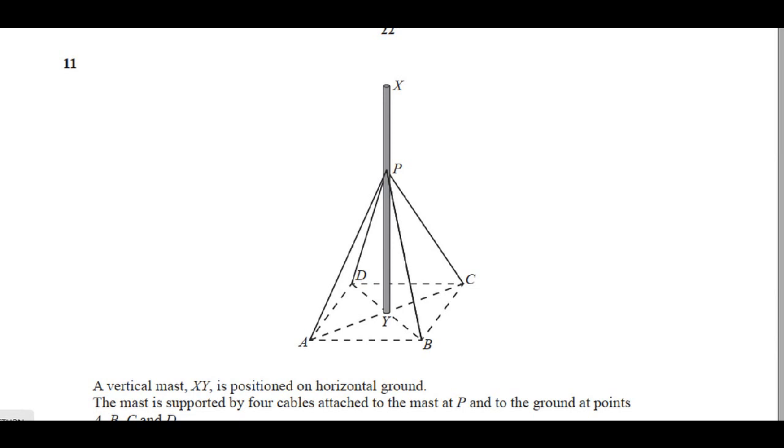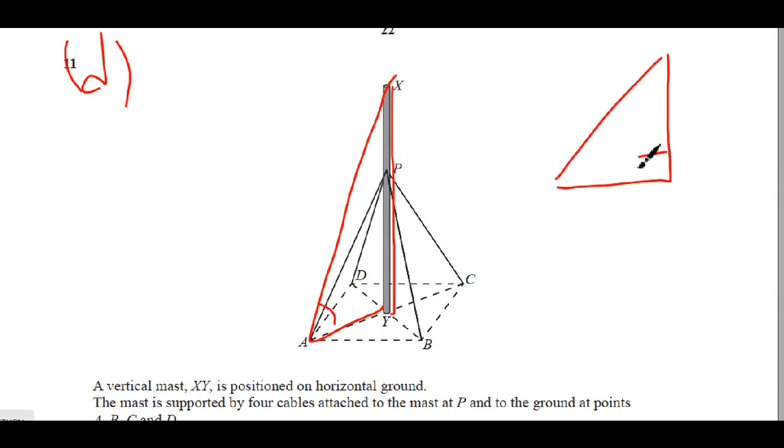Part D, part 1, the angle of elevation of X from A is 77 degrees. Calculate the height XY of the mast. Alright, part D, the angle of elevation of X from A. So this angle here is 77 degrees. So I'm going to redraw this figure with a better orientation. This angle is 90 here, and this is X, Y, this is A, and this angle is 77. We already have the length AY, which was 2.58, and now we need the height XY.